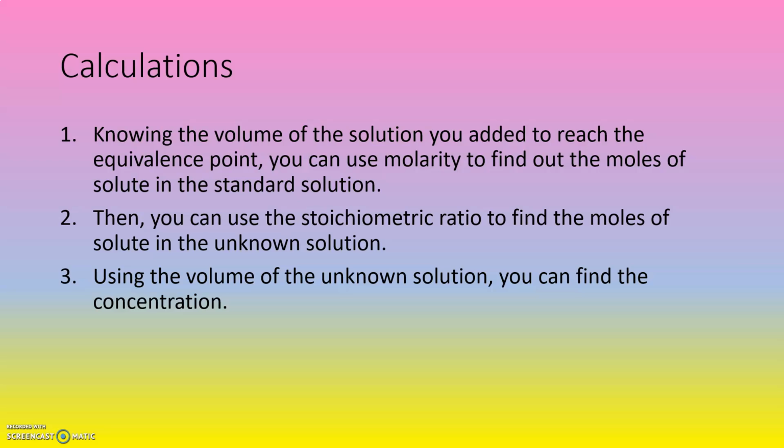For calculating the concentration of the unknown solution, you can use the volume that was necessary to reach the equivalence point of the known solution. Then you can use the molarity of that known solution to find the number of moles of solute in the standard solution. Then you can use the stoichiometric ratio to find the moles of solute in the unknown solution. And then, using the volume of the unknown solution and the number of moles you calculated, you can find the concentration.